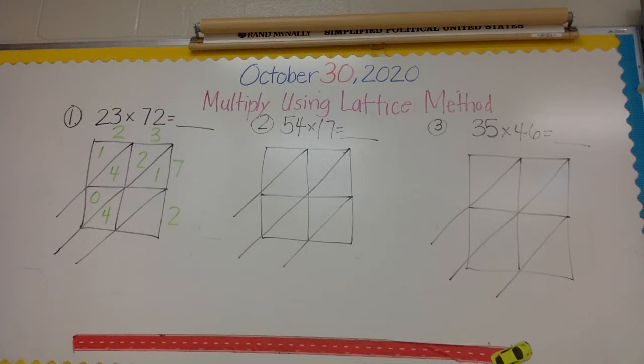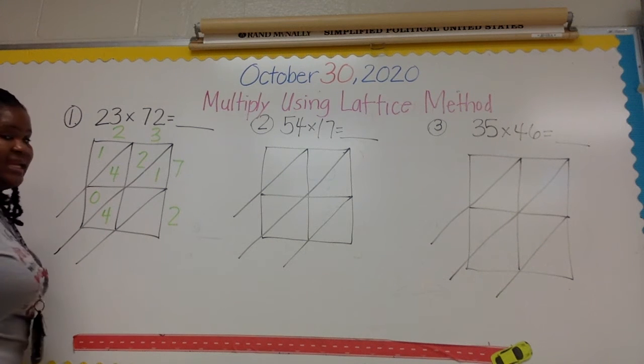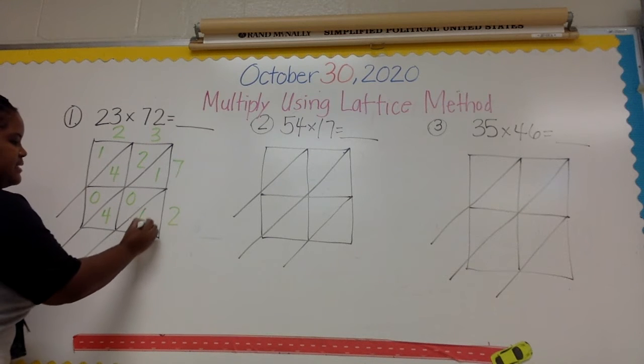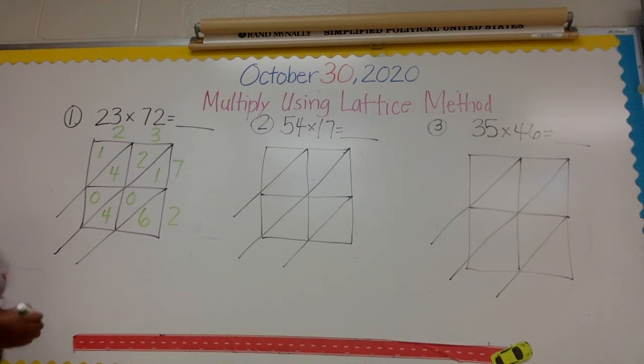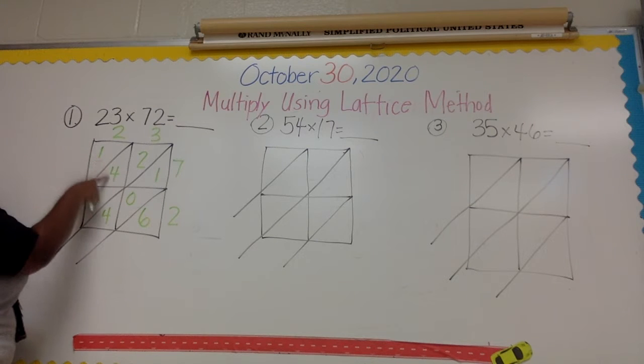And now I'm going to multiply my 3 times my 2, and I'm going to get 6. So I'm going to put a 0 and a 6 right here, okay? So let me step back so you guys can see what we did. We multiplied 2 times 7. We got 14. Put a 1 here and a 4 here.